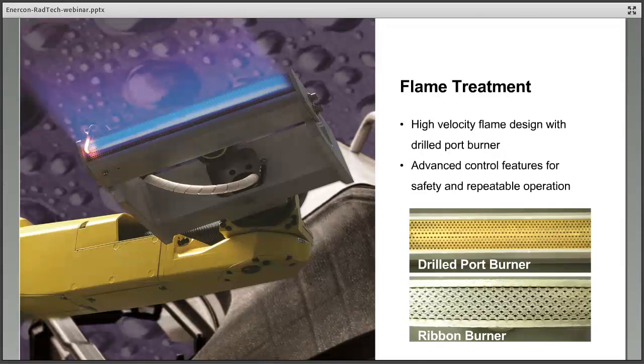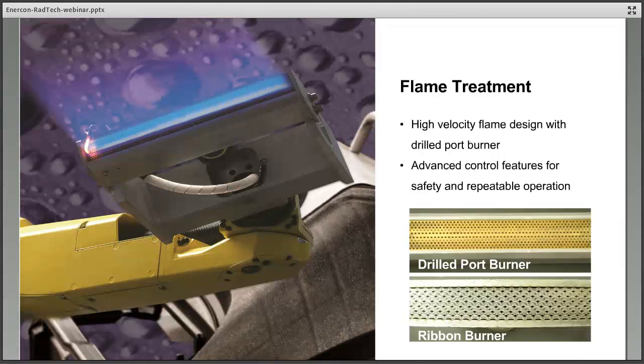If you could look at this drilled port burner from the side, you'd actually see that they're conical in shape, and what that does is it forces that flame to come out at a certain velocity no matter where you're at inside the burner. So let's just say you had 100 millimeters of treat width, you truly get 100 millimeters from edge to edge, which is very important for repeatability and that you don't need to worry about your surface treatment changing as you go different speeds and as you're working with different types of materials.